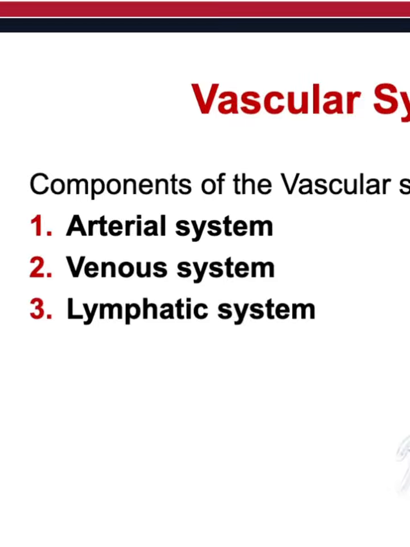The vascular system is composed of different components: the arterial system, the venous system, and the lymphatic system.